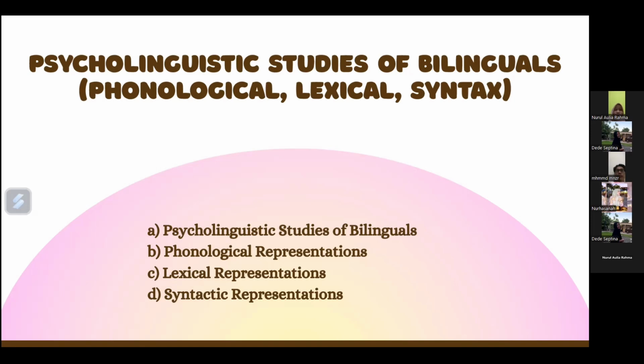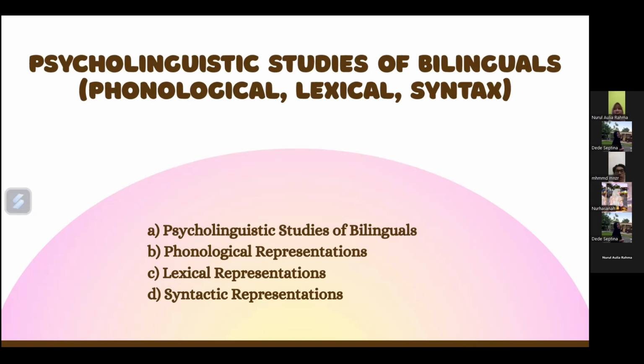For example, Rulofs found that bilinguals respond faster to words with shared phonological features across languages, indicating that phonemes from both languages may be stored in an overlapping system. However, differences in pronunciation and phonetic cues can lead to accent interference, where bilinguals may apply the phonetic rules of one language when speaking another.